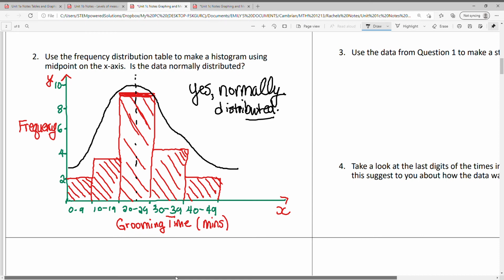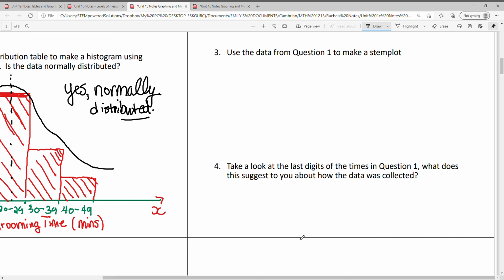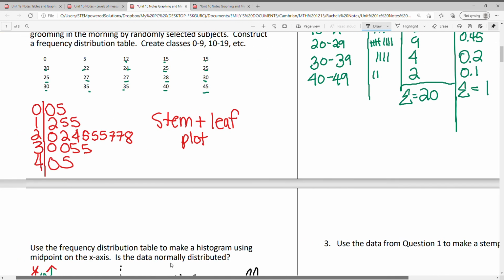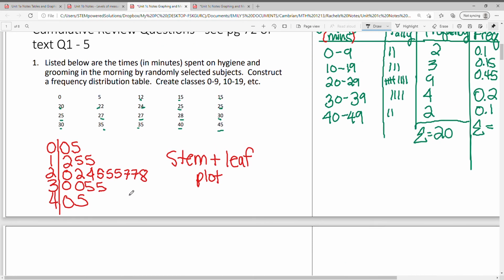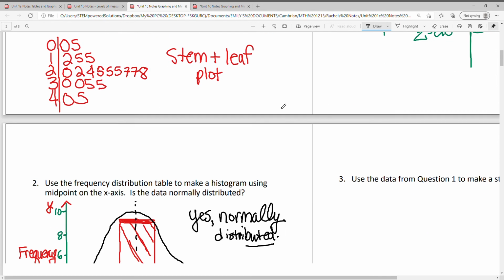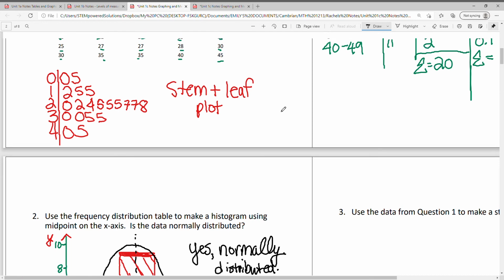Take a look at the last digits of times in question 1. What does this suggest to you about how the data was collected? It seems like the data was collected and rounded to the nearest whole minute, instead of a millisecond or a tenth of a second. All of the data was rounded to the nearest whole minute.